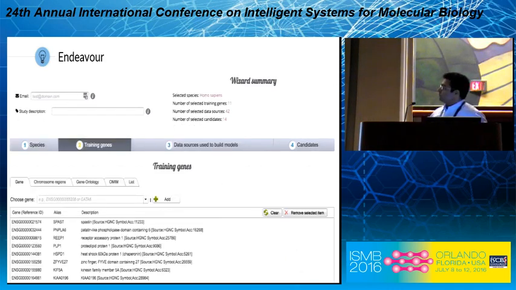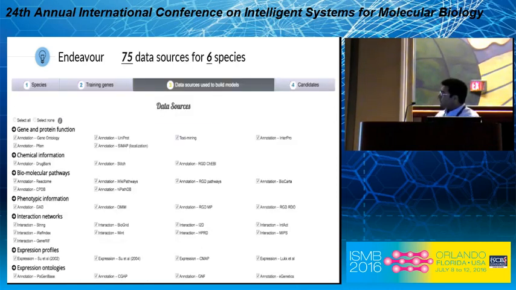Then the next step is to define your training genes. We offer several ways, and we keep updating them to help users more easily define their list of training genes. You can choose by gene name or chromosomal region, or if you have the list of genes as a text file, you can simply upload it here, and the system transfers it to our format. As part of our new version, as I said, we added more data resources. So far, we have added 74 data resources in total for 6 species, and for human we have 42 data resources.